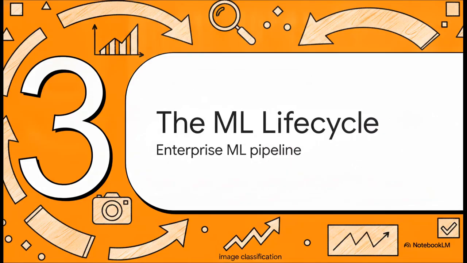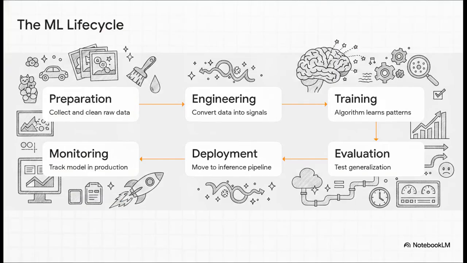All right, part three, the machine learning lifecycle. Let's zoom out a bit and look at the big picture of an enterprise pipeline. This is a complete enterprise-grade machine learning journey. It kicks off with data preparation, collecting and cleaning up our images. Then we do feature engineering to convert that data into useful signals. Next is model training, where the algorithm actually learns the patterns. After that, we evaluate it to make sure it generalizes well, deploy it out into the real world, and finally continuously monitor it to make sure its performance hasn't drifted or degraded over time.